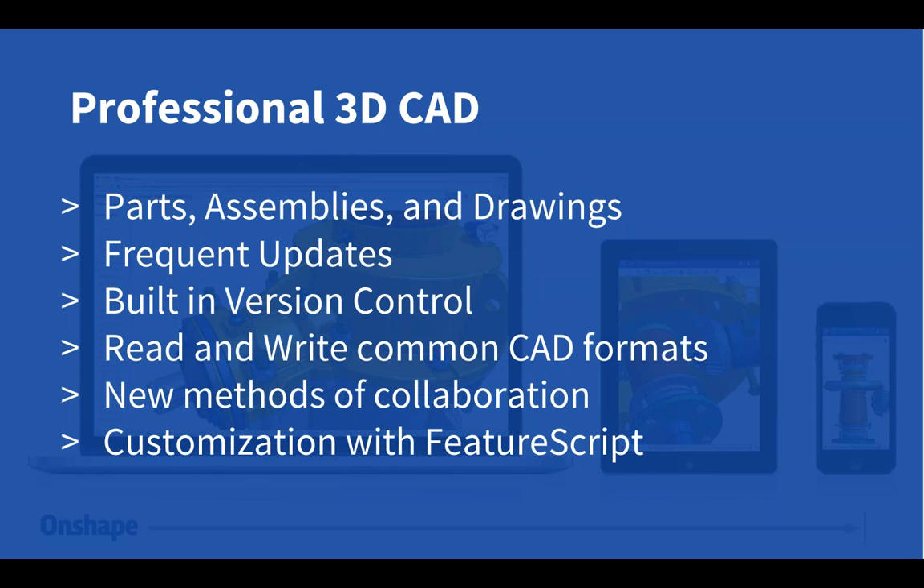The last thing I want to mention is customization with FeatureScript. With Onshape, you have a truly customizable feature set. We publicly released the source code for our own features, and you can take that and build your own custom feature that looks and behaves just like Onshape native features. So you can really do some neat stuff, build your own custom feature using FeatureScript.